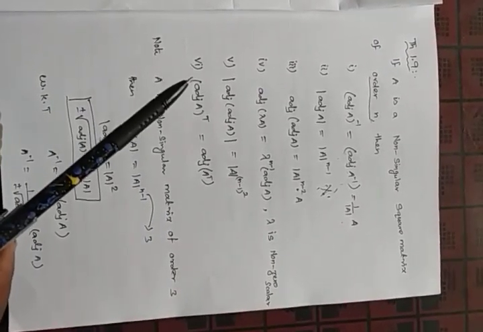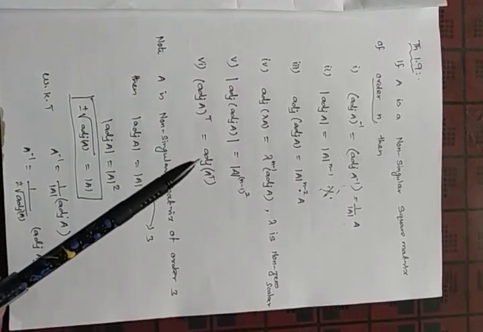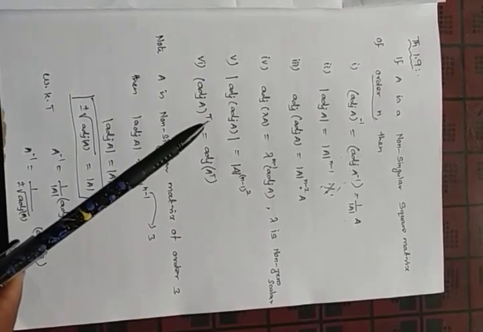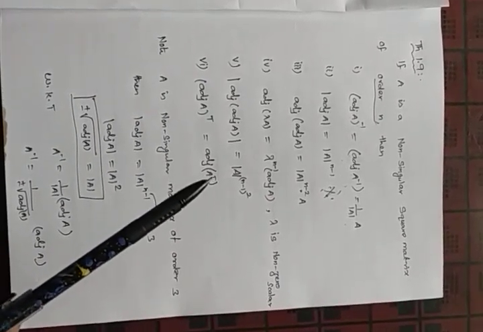And the next one, the sixth one: adjoint of A whole transpose is nothing but adjoint of A transpose. First you take the adjoint for a given matrix, after that you take the transpose of that. Here you take the transpose of the matrix first, after that you take the adjoint.